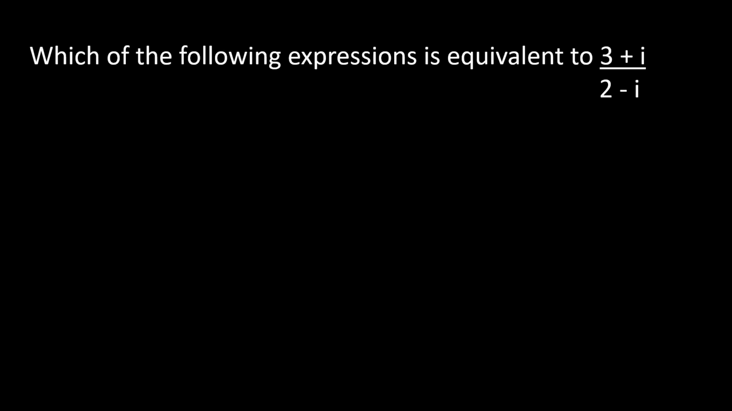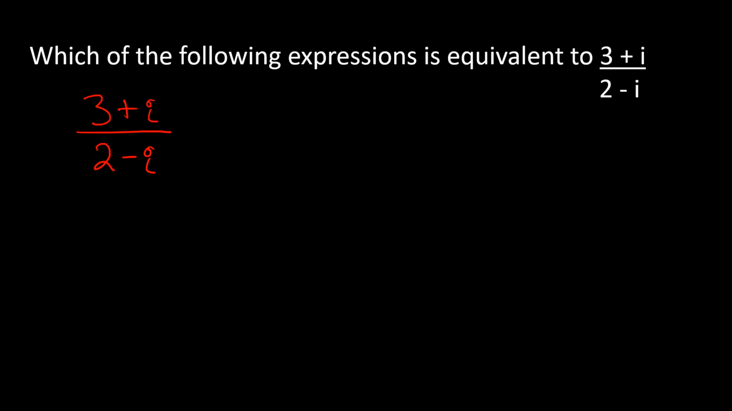And let's go ahead and go over our last problem here. So our last problem is they want us to find out an expression that's equivalent to this. So we have 3 plus i over 2 minus i. The problem with this is we don't want any i's in the denominator. We want to be able to work this out and come up to an equivalent expression without an i in the denominator.